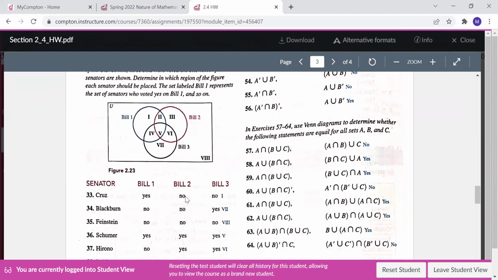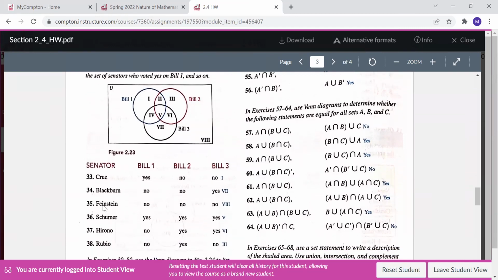So he's not. I would stretch to say 1 because he only voted yes for one of the bills. And that's Bill 1. He doesn't cross into the other ones. Exactly right. So he should be in the first circle, the Bill 1 circle, but not in the Bill 2 circle or the Bill 3 circle. So the only region he should be in would be region 1. That's why the answer is 1 right there. You see it on the side.